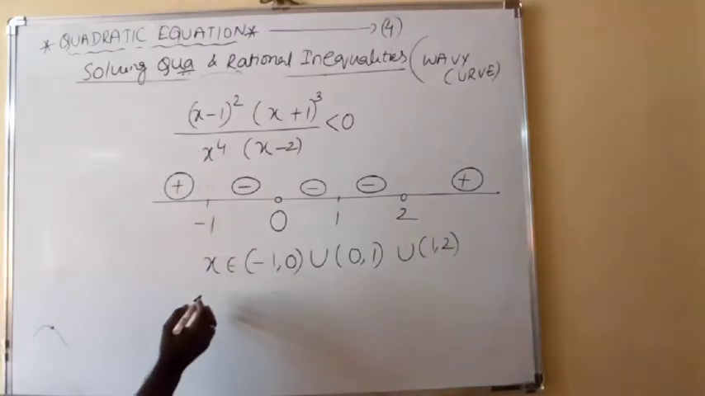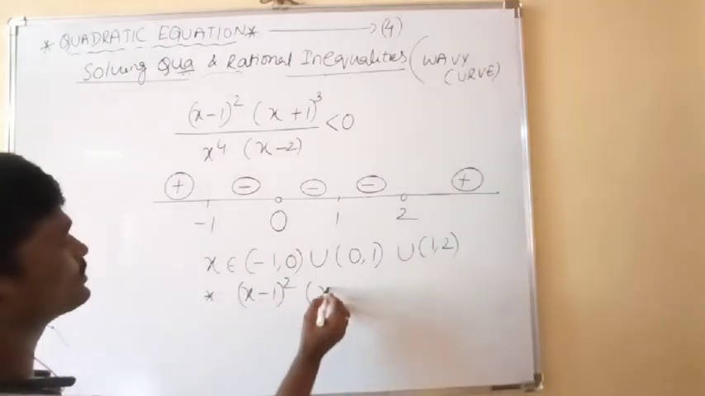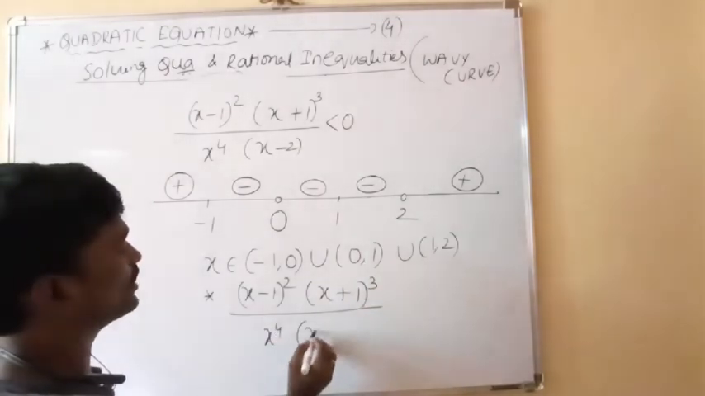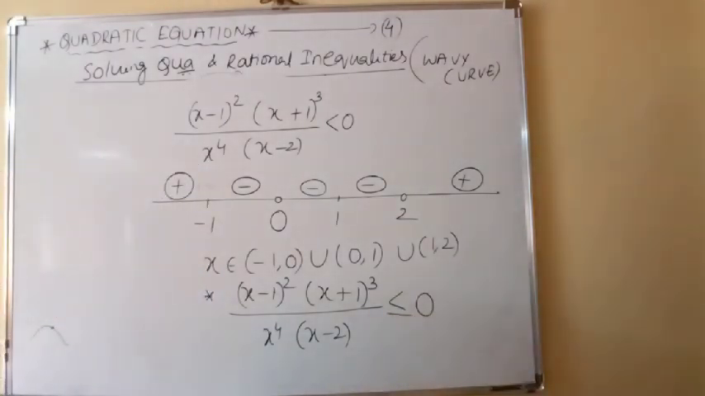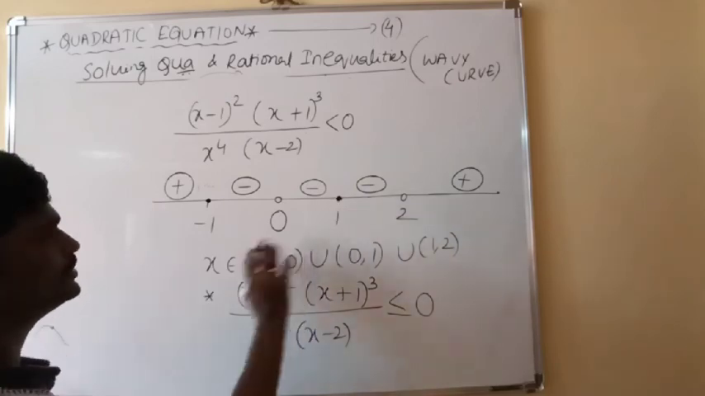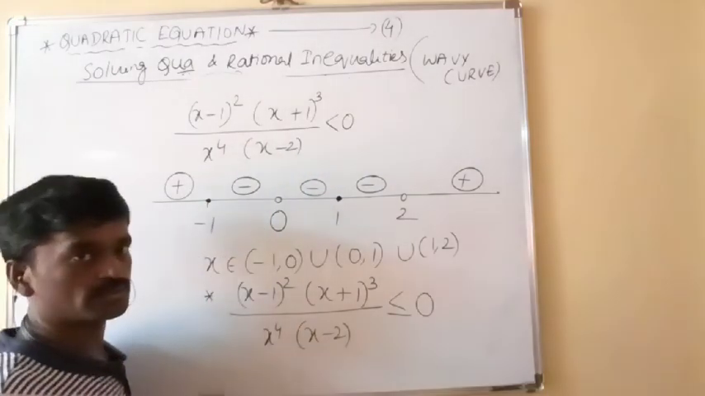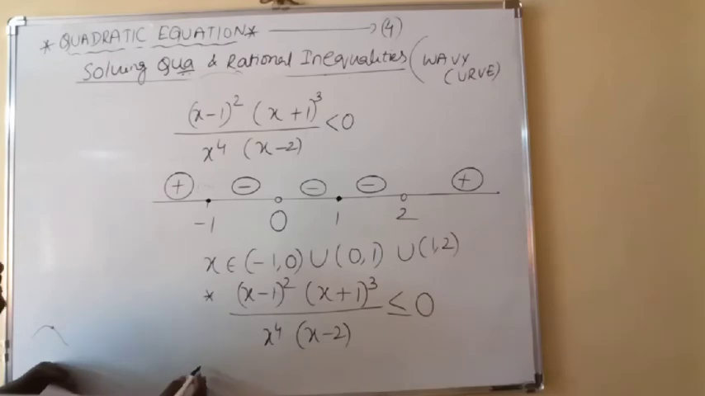Suppose the same question, (x minus 1) whole square into (x plus 1) whole cube divided by x power 4 into (x minus 2), is less than or equal to 0. Then in that case, which points are also included? Minus 1 is also included, plus 1 is also included, but 0 and 2 are not included, because at these 2 points the denominator is 0, so the function is not defined.